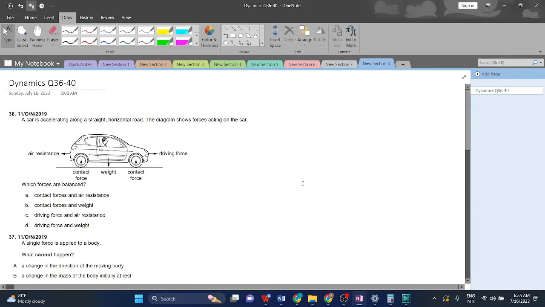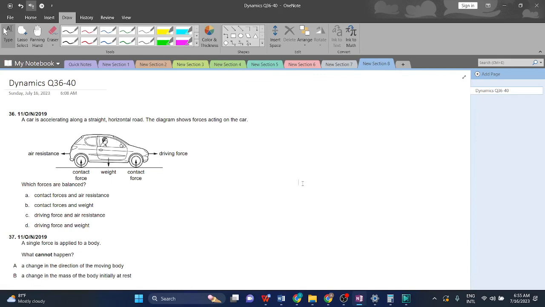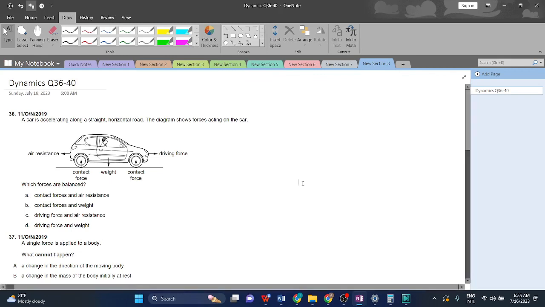Welcome back, guys. In this video, we'll be attempting dynamics question 36 to question 40. Let's start. Question 36. A car is accelerating along a straight horizontal road. The diagram shows forces acting on the car.